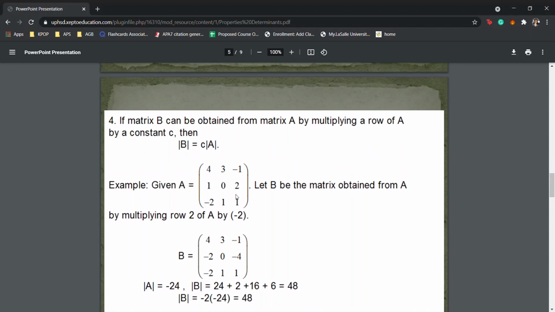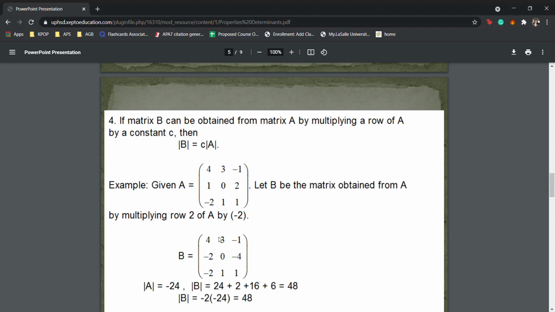If matrix B can be obtained from matrix A by multiplying a row of A by a constant C, then the determinant of that matrix B is equal to C times the determinant of A. So considering the same matrix A, whose determinant is 24, if we multiply a row of matrix A by the scalar -2, the determinant of matrix B will be -2 times the determinant of A. And you can verify that by getting the determinant of matrix B using the basket weaving method.